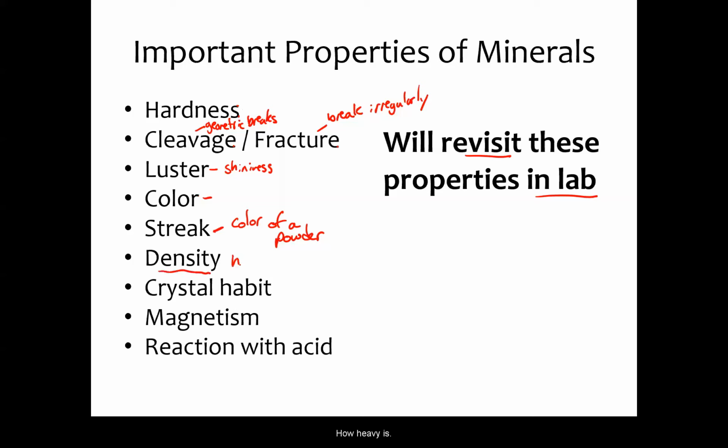Density, how heavy is it for a given size? That matters because some elements that make up minerals are way more dense than other ones. Crystal habit is how a mineral grows. So sometimes the shapes that a mineral makes while growing are different than the shapes that it makes when it breaks. So crystal habit is shapes as it grows. Cleavage and fracture are shapes when it breaks.